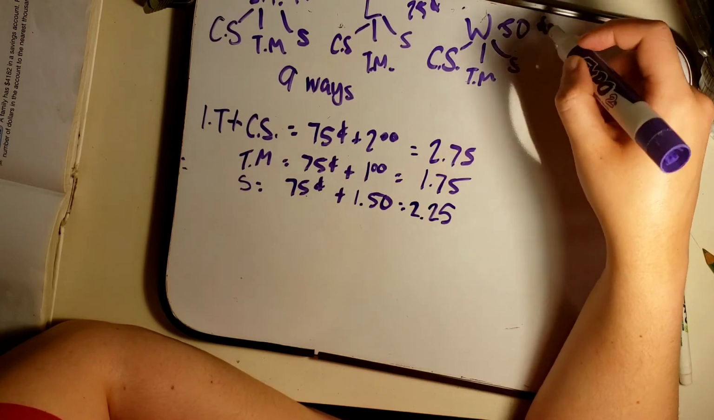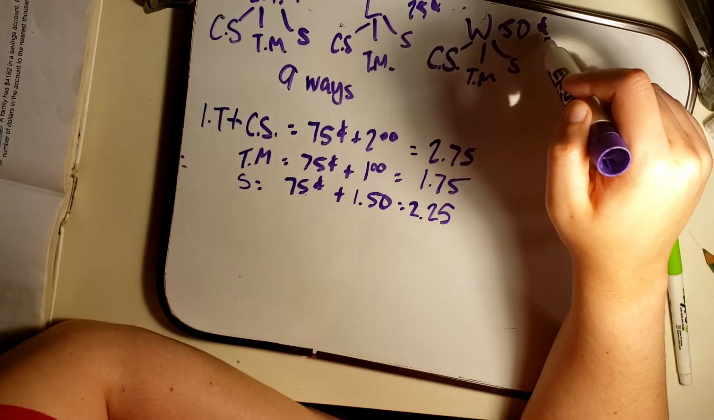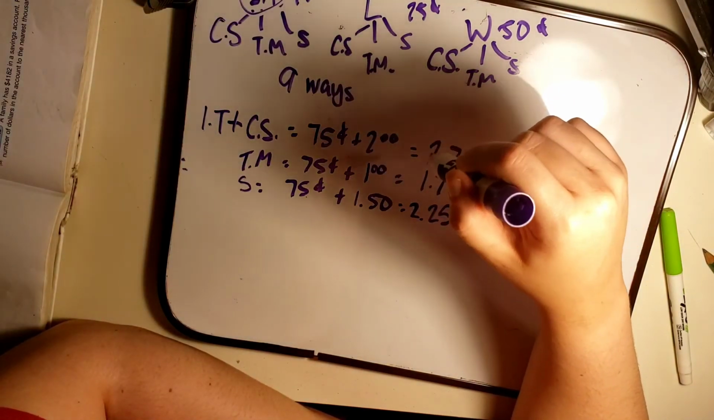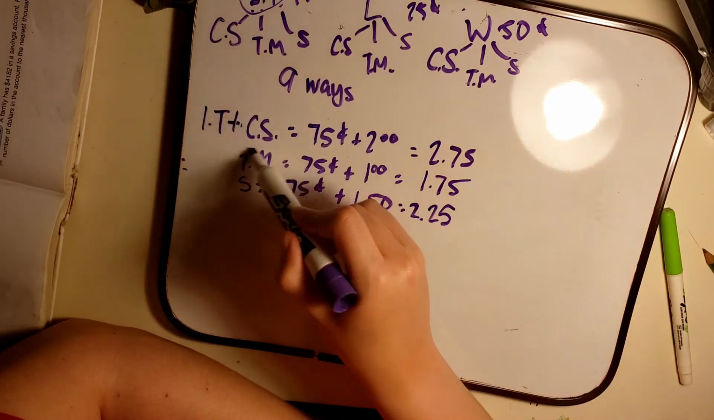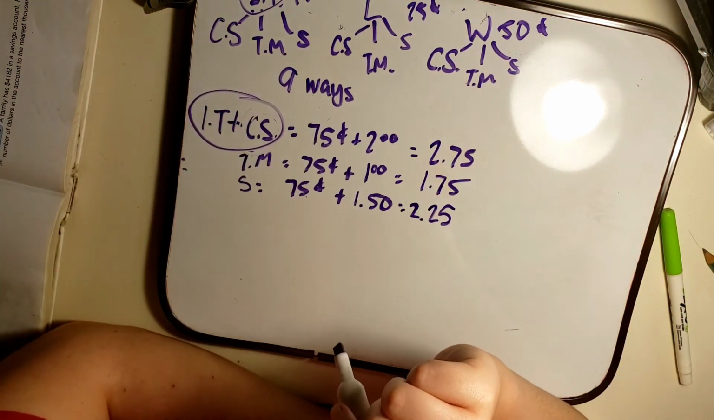You could also just say, what's the biggest money off? Well, that is the iced tea. And what's the biggest money off of the food? That is chicken sandwich. So chicken sandwich and iced tea is going to give you the biggest deal.